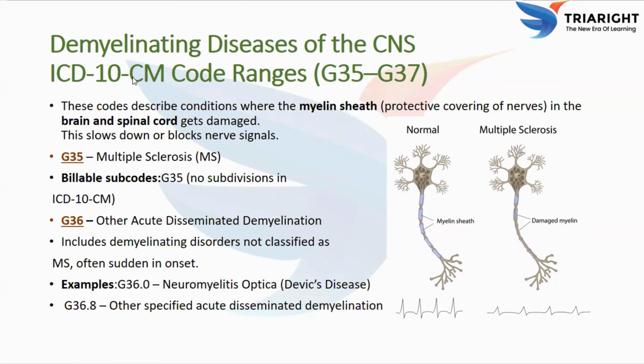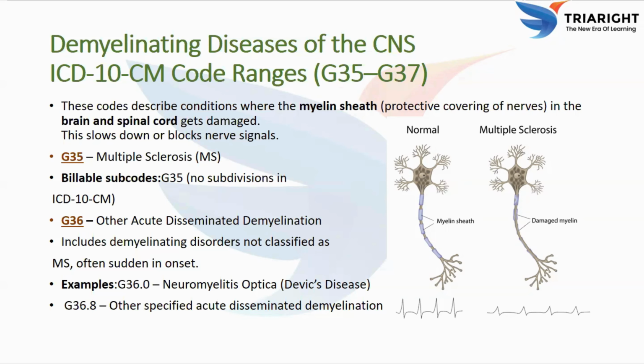So what are the demyelinating diseases of the central nervous system? What do you mean by demyelinating diseases? These codes are used for the diseases where the myelin sheath gets damaged. So what is the myelin sheath? It's a protective covering around the nerves in the brain and spinal cord. So there will be damage. When myelin is damaged, the nerve signals slow down and they get blocked, just like damaged insulation on an electric wire.